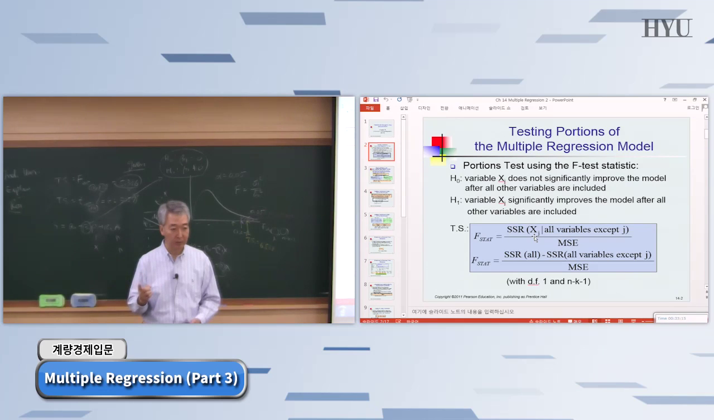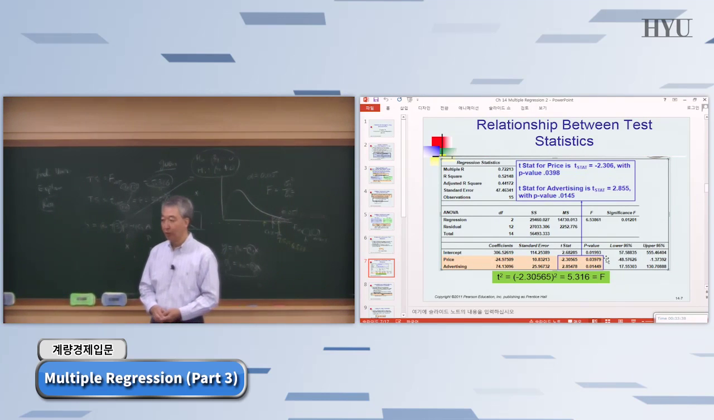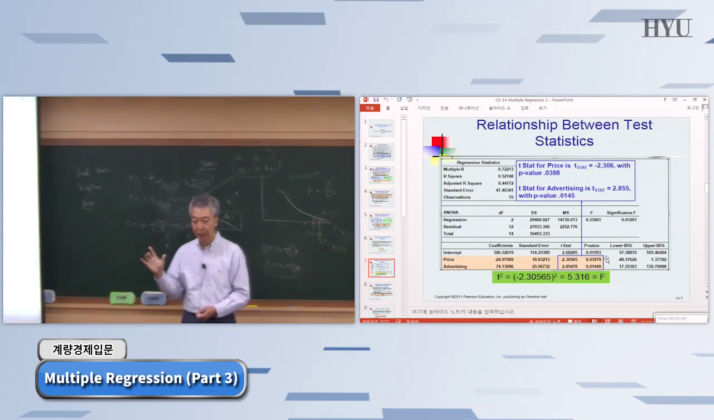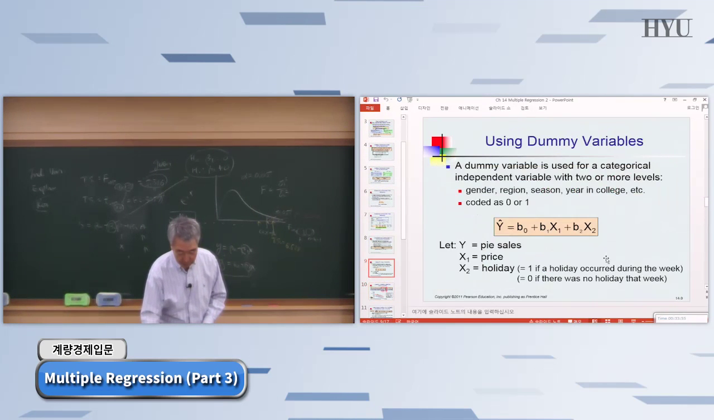You might as well run the t-test. In other words, just look at the computer printout, the regression printout, and see whether this one particular variable is significant or not. Just look at the p-value of that one variable. That's the same thing. So what I'm telling you is you don't need to use a portions test if you are trying to find out the significance of one independent variable in the presence of all other independent variables. But it is useful in this case.